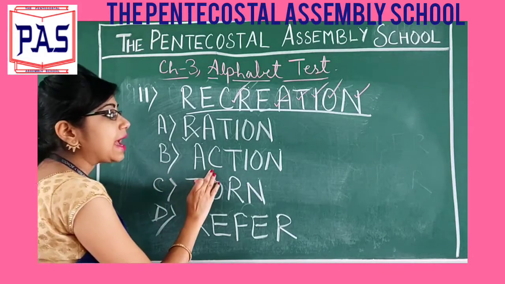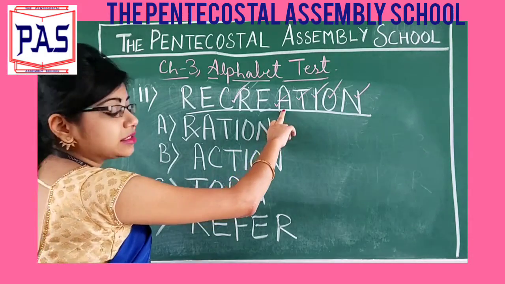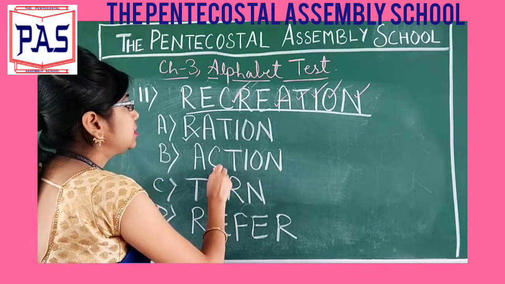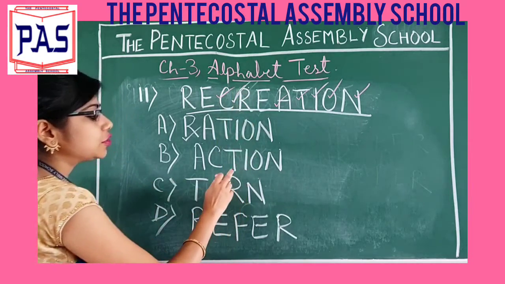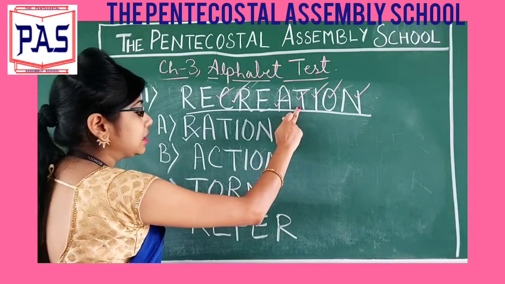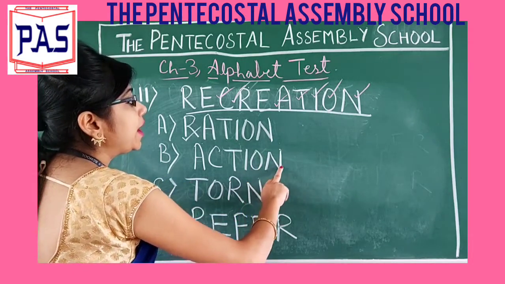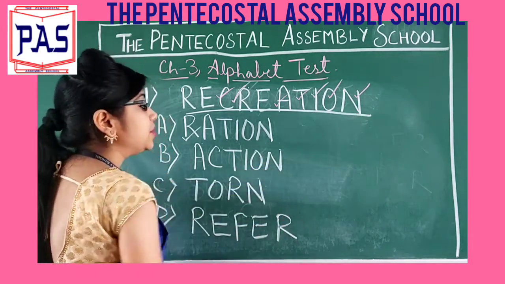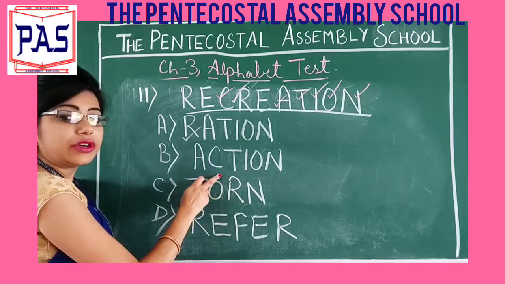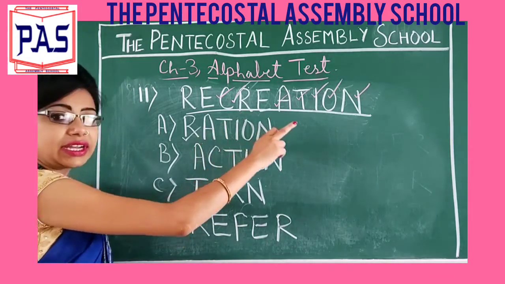Option B, action. A is there, the letter A is there. C, yes, the letter C is also there. T is there. I, yes, I is also present. O-N is present. It means we can also make the word action from recreation.